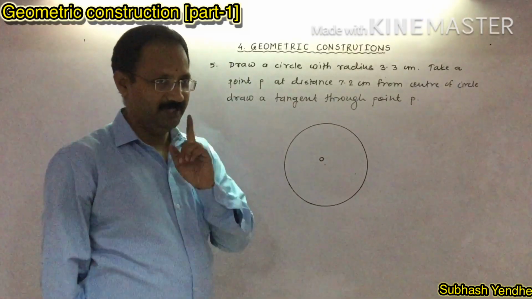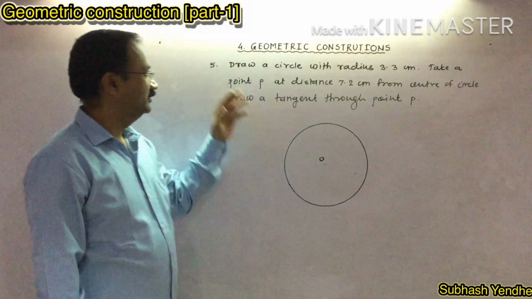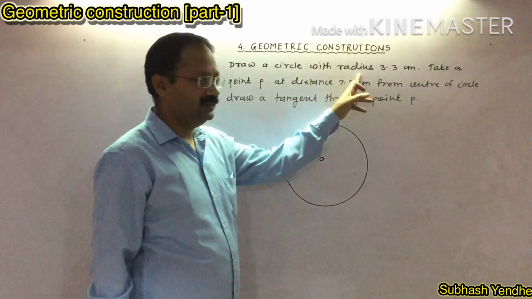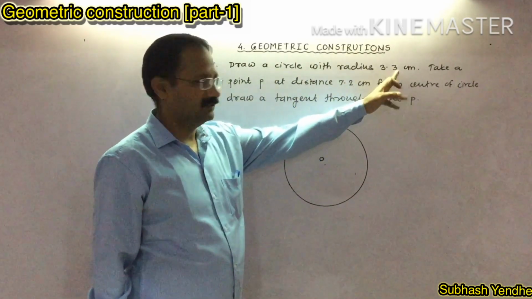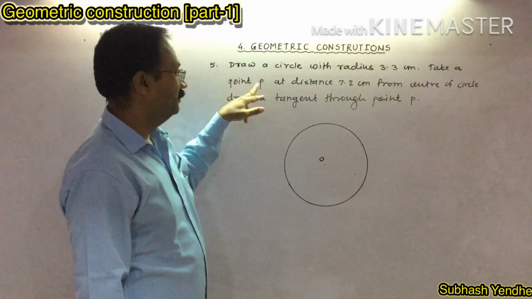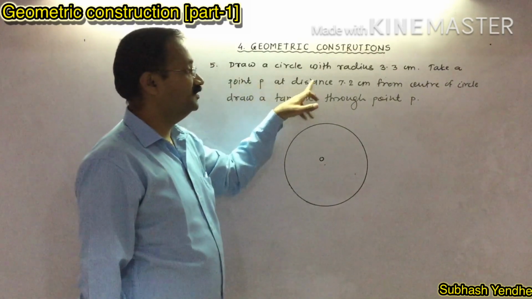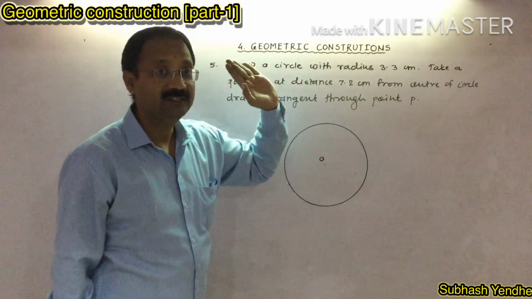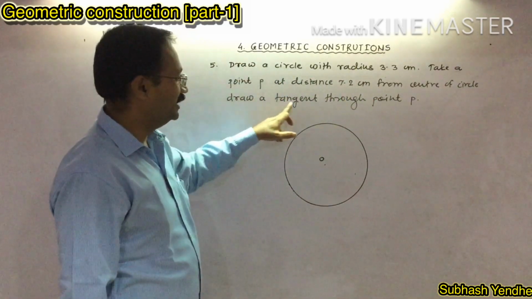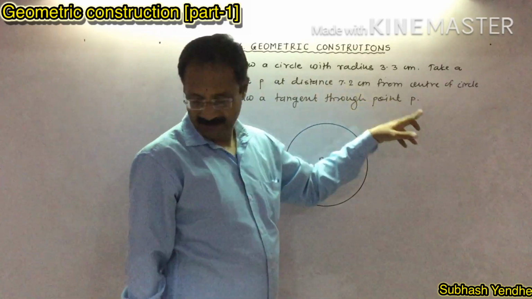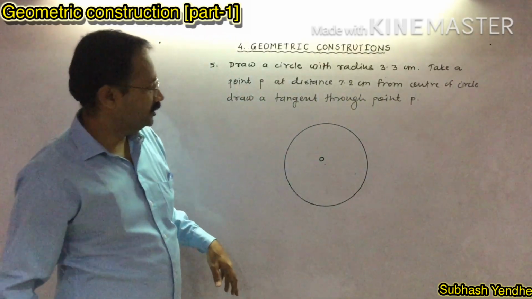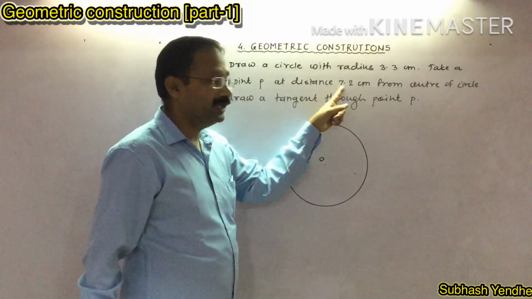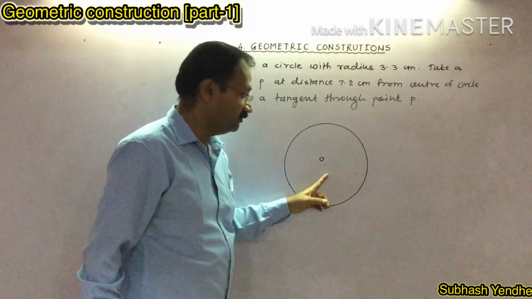Let's start with the example number 5. This is again a different sum. Draw a circle with a radius 3.3 centimeter. Take a point P at the distance 7.2 centimeter from the center of a circle and draw a tangent through the point P. Then what you have to do? You have to take the distance 7.2 centimeter from the center of circle.